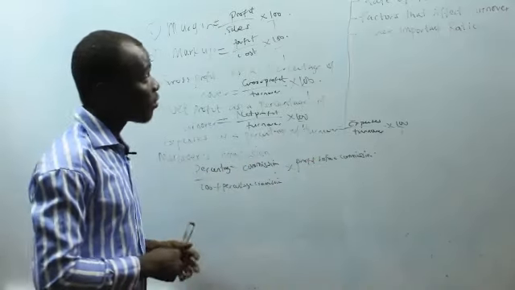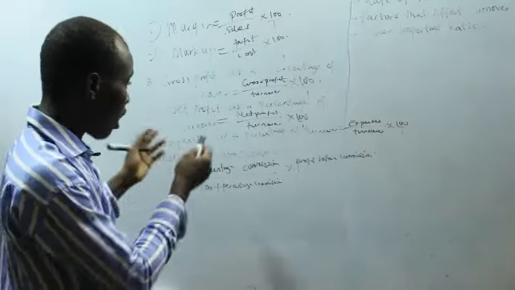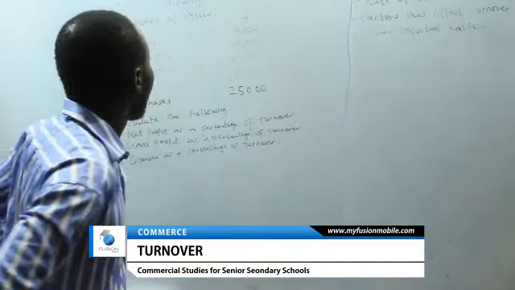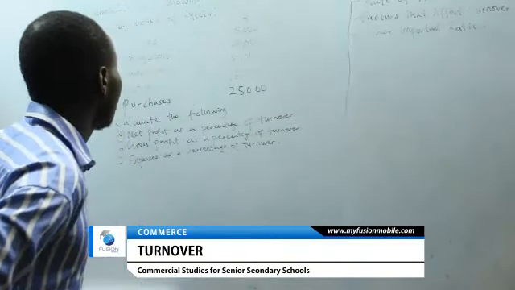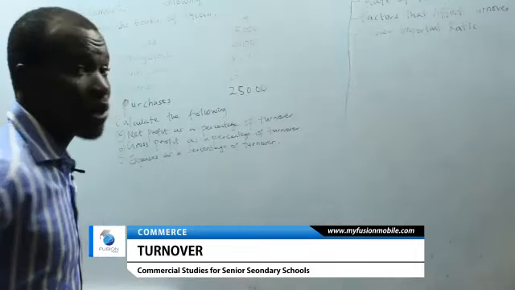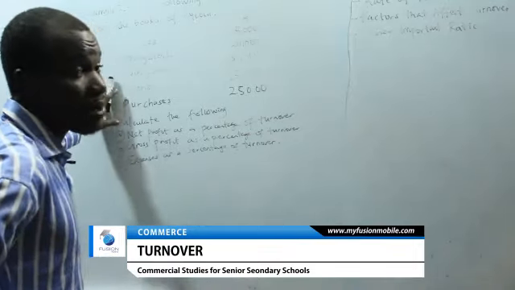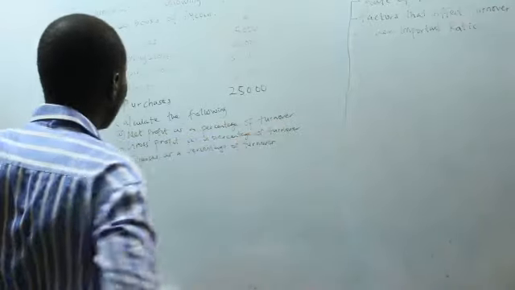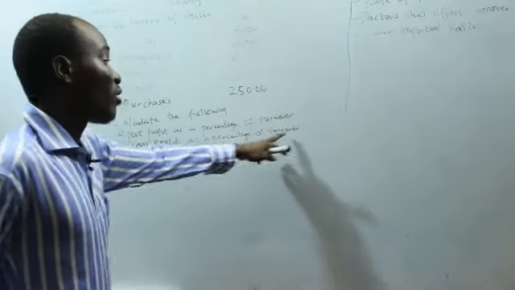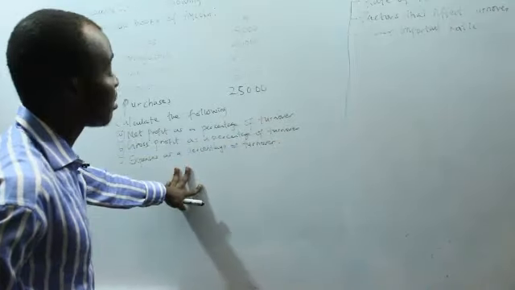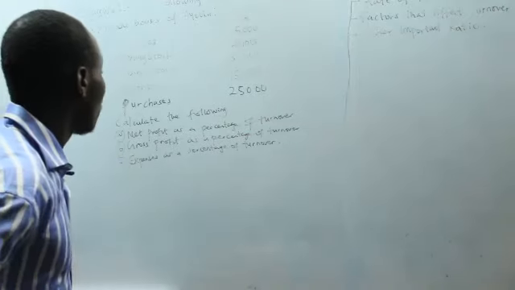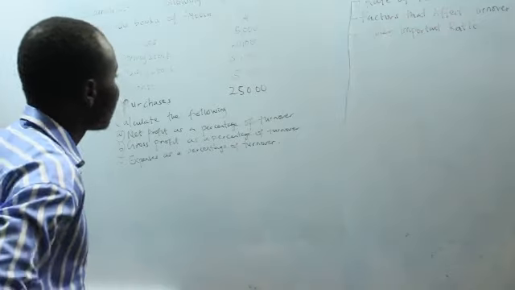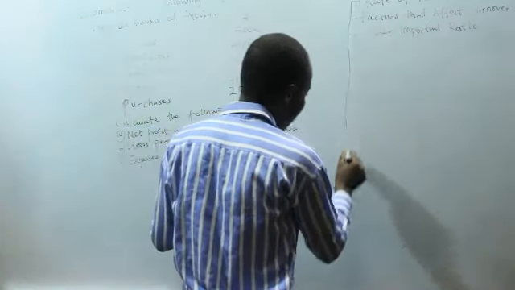And we'll be taking another question now to look at how to solve an example like this. So now we have an example. The following information was extracted from the books of Ayola. We have sales, opening stock, closing stock, expenses and purchases. We have to calculate the net profit as a percentage of turnover, the gross profit as a percentage of turnover, and also expenses as a percentage of turnover. To determine the net profit as a percentage of turnover, we first have to calculate our net profit.